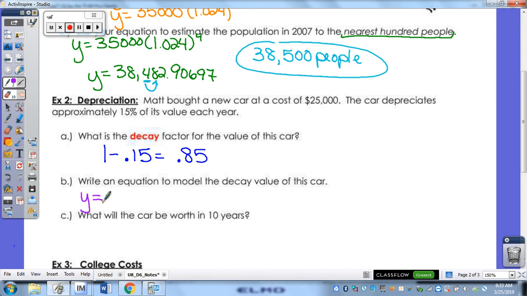Again, this is going to be our A times B to the X, because we're not dealing with interest. We're trying to figure out the value of a car. So our A will be the 25,000, because that's how much you bought it for. Our B value is the 0.85 that we just figured out was our decay factor. And then it's to the X power for now, because we don't know how many years we're looking at yet.